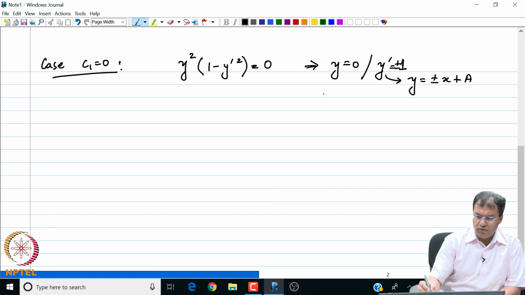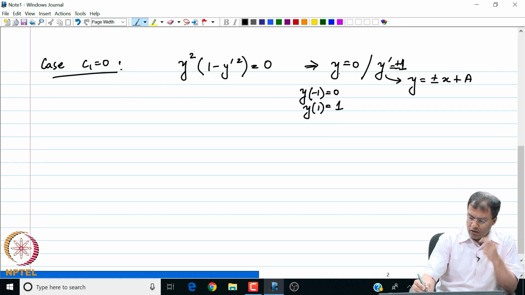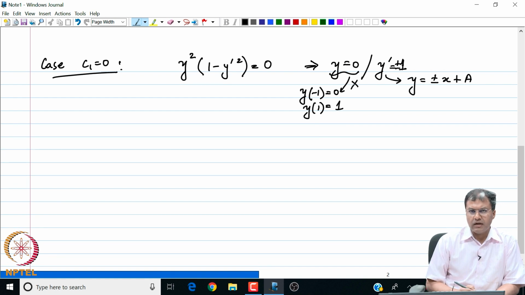Further, I have two conditions. Note that y of minus 1 is 0 and y of 1 is 1. Note that the first solution does not satisfy both these conditions, so I am going to discard it.